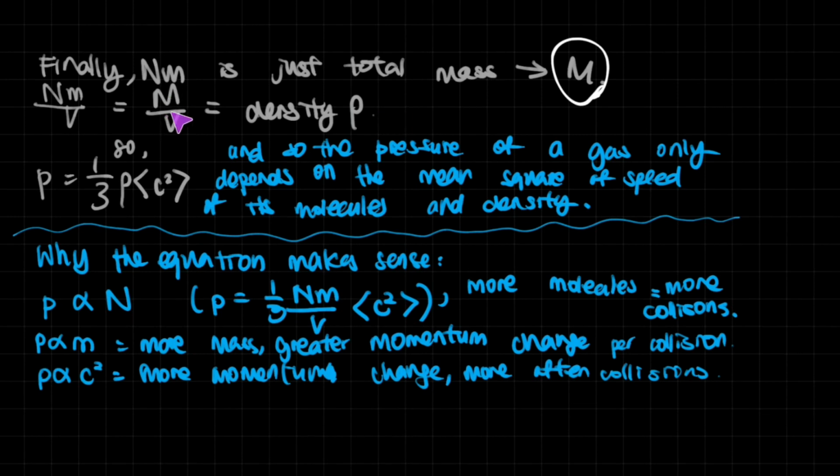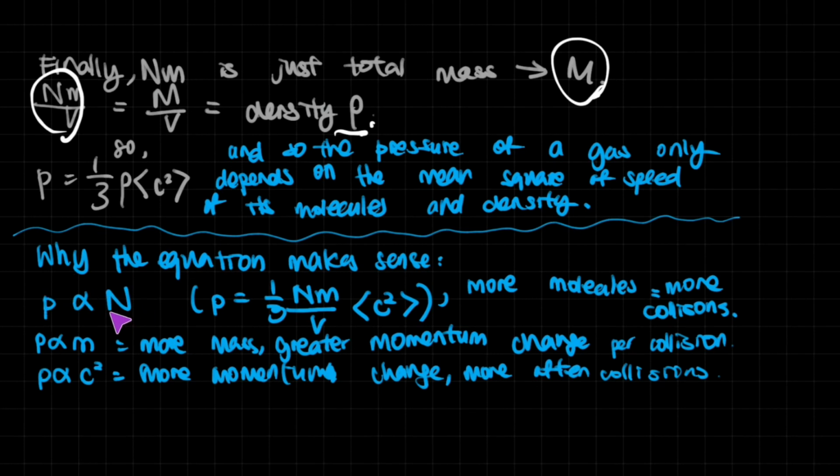So basically what we're trying to say is that we can replace this whole entire thing with rho, which basically stands for density. So P, which stands for pressure, is 1 out of 3 rho c squared. Now, the pressure of a gas only depends on the mean square speed of its molecules and its density. Let's talk about why the equation makes sense.